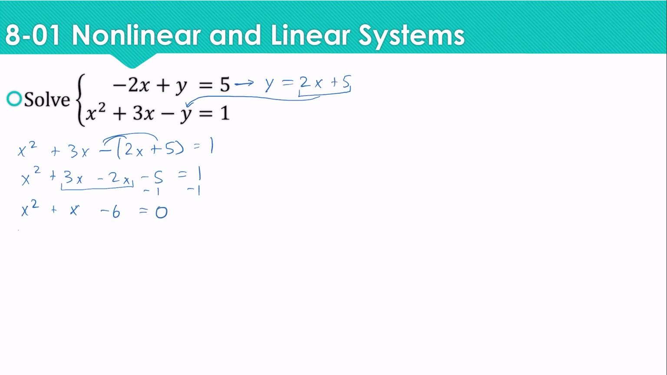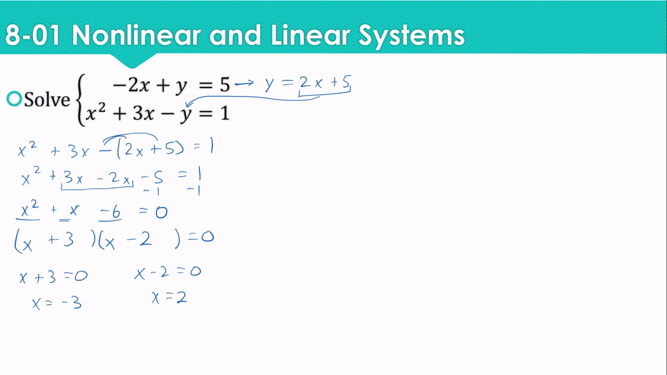Then maybe we could factor. What times what makes x squared? X times what makes negative 6? How about 3 and negative 2? And does that add to make 1? It does. So then we take each of those factors equal to 0 and solve for each of those. So I get two answers for x.